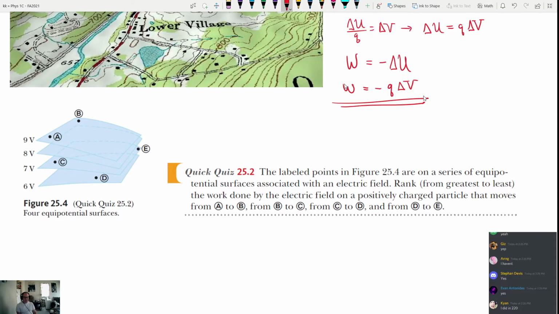We want to find not the change in potential, but the work done by the electric field. And I'm telling you the work done by the electric field is equal to the negative of Q times delta V, on a positively charged particle, so we know Q is positive in this problem, that moves from A to B, B to C, C to D, D to E. So of these motions, I want you to rank from greatest to least the work done by the electric field. Can you all do that? Type your answer in chat, but don't push enter. I'll give you a couple minutes to try to answer that.